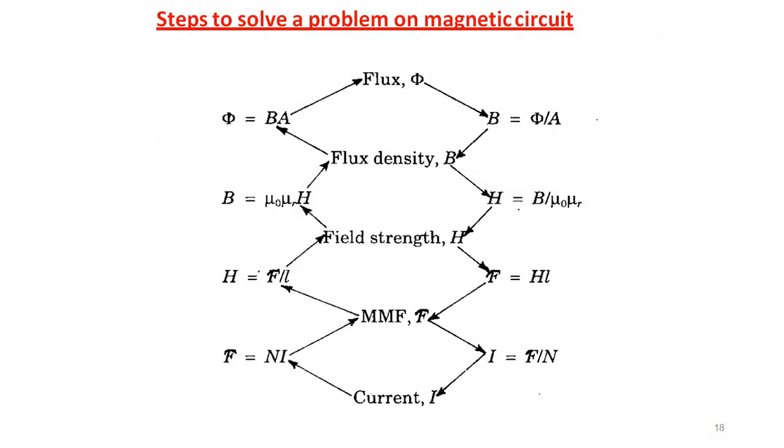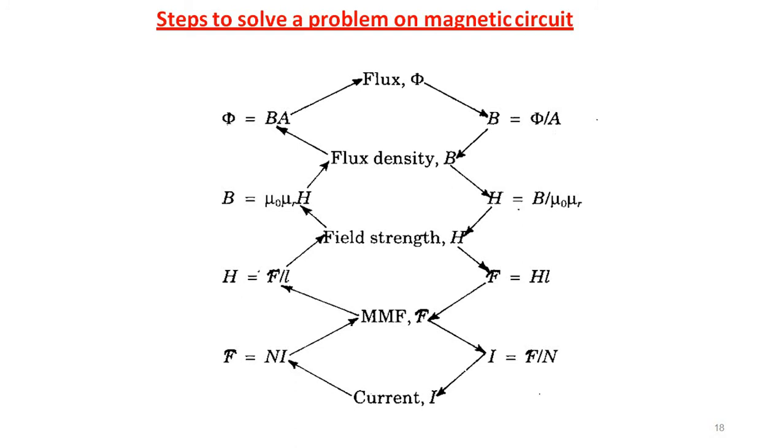Steps to solve a problem on a magnetic circuit. First, flux phi is equal to B into A. Flux is equal to flux density into area. Then flux density is equal to phi divided by A. Then flux density B is equal to mu into H. Mu means permeability. H means magnetic field intensity. H is equal to B divided by mu. H is equal to F divided by L.